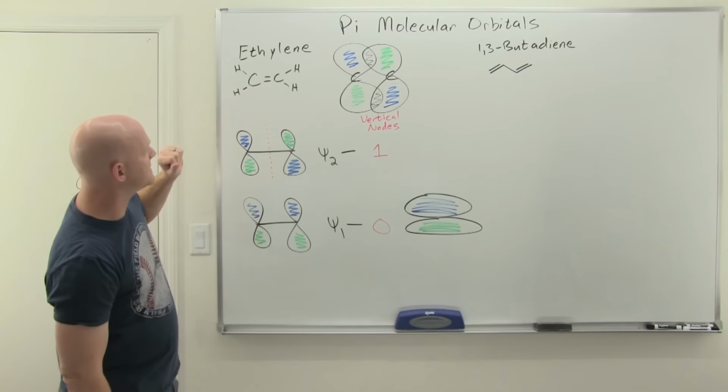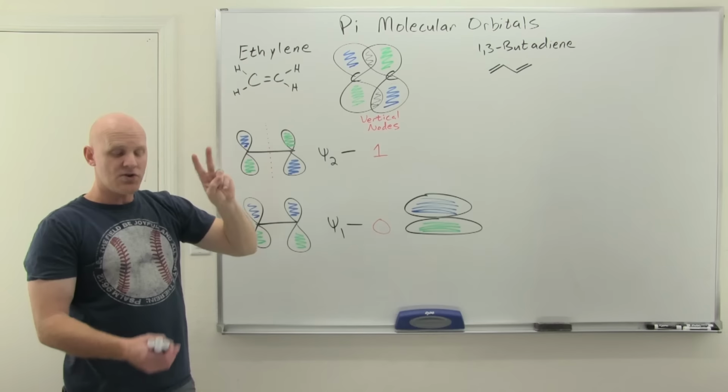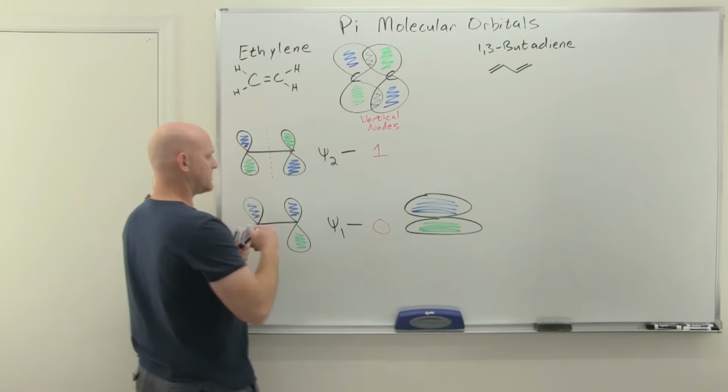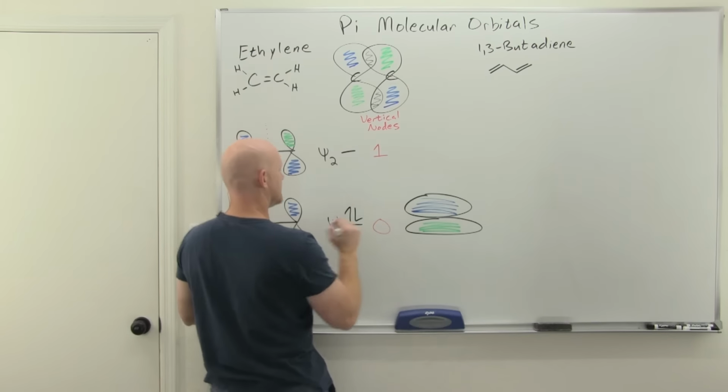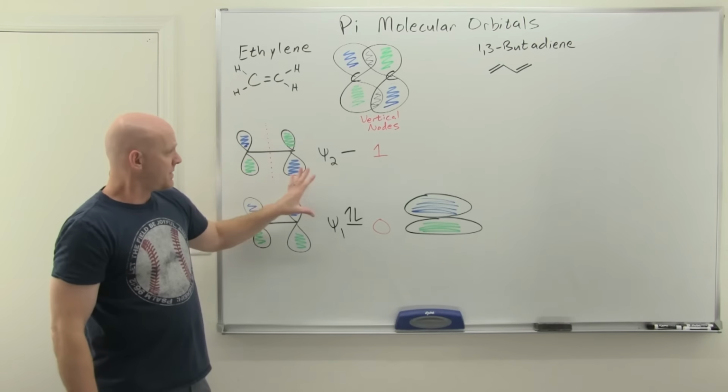Now, a couple last things we've got to talk about. In ethylene, we've got just that 1 pi bond, so it's just 2 pi electrons. If we put those 2 pi electrons in, you fill the lowest energy orbital first, and that's where they go, inside 1 here. Now, a couple other things to note.